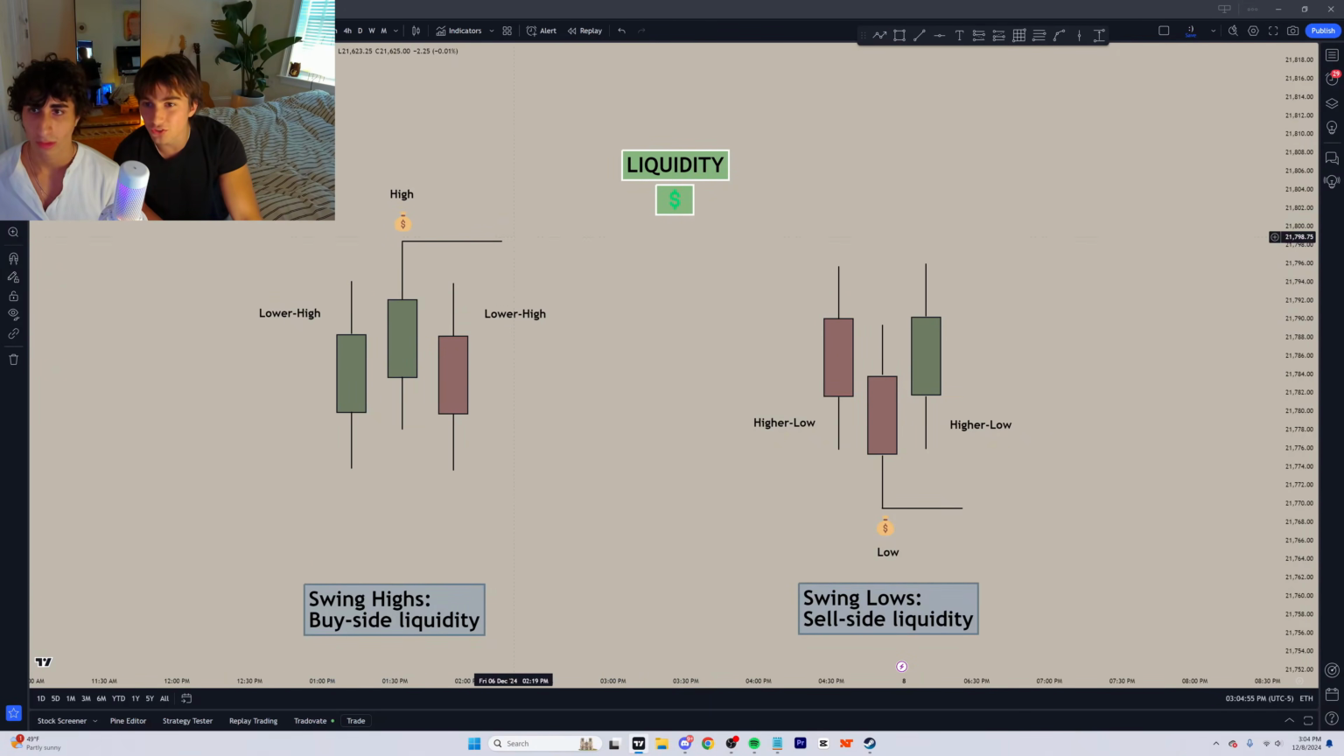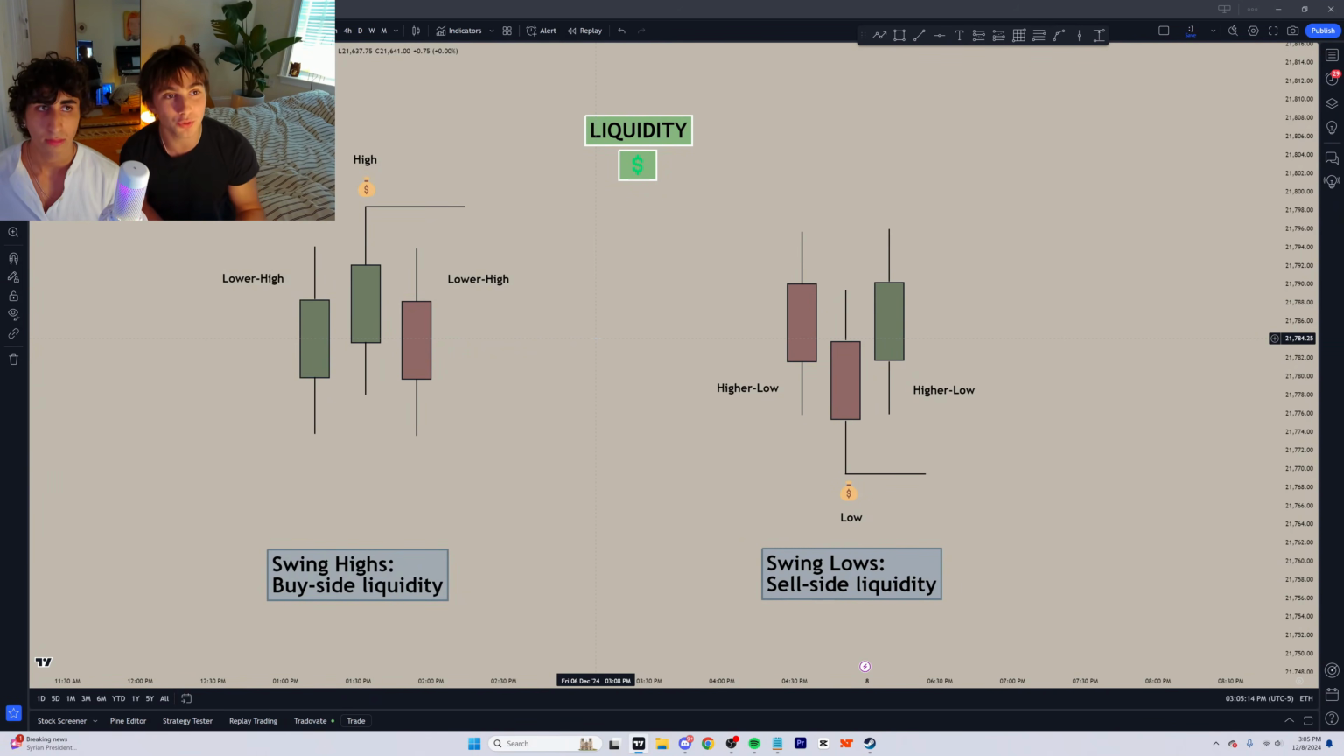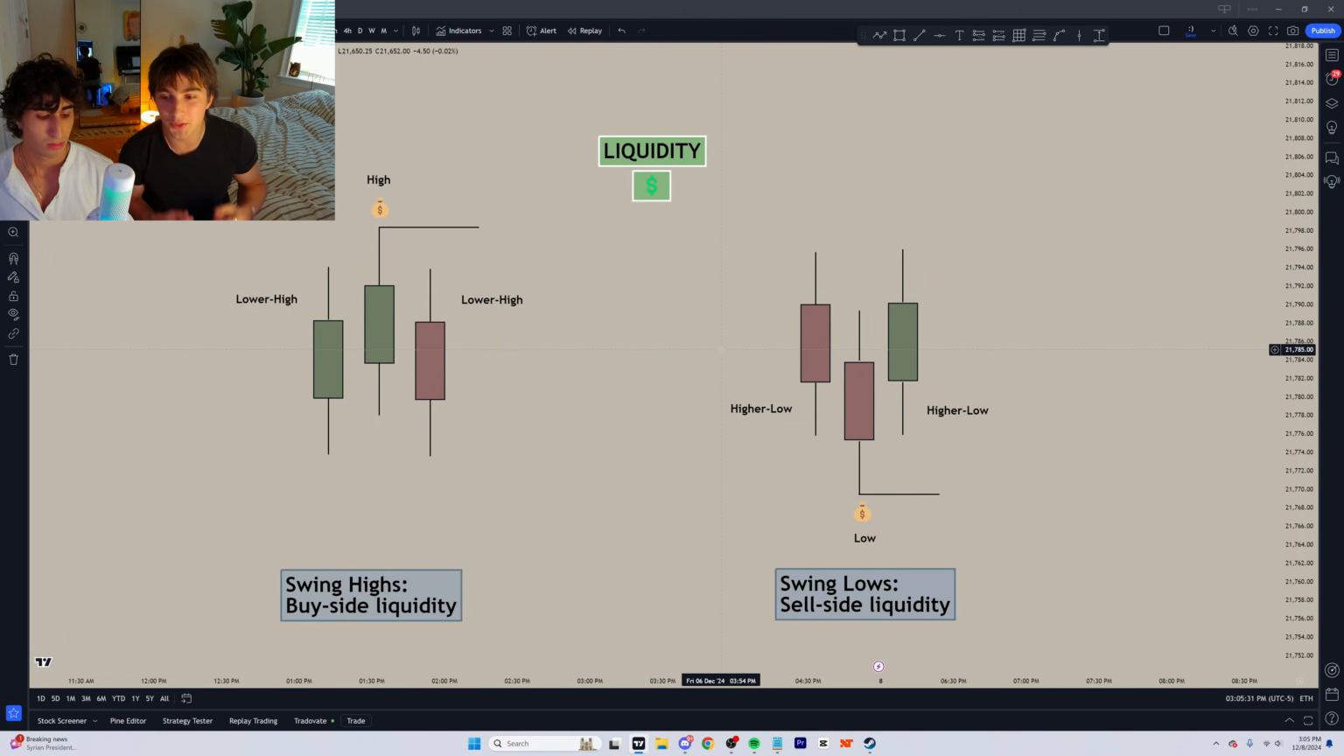So these newly initiated swing highs and lows are going to serve as stop losses for retail traders, which is going to act as a magnet for price to trade back into, grab that liquidity before the real move is actually initiated. And the reason liquidity and this lesson in general is so important is because it's going to help you understand how to avoid being liquidity, how to avoid being stopped out unnecessarily.